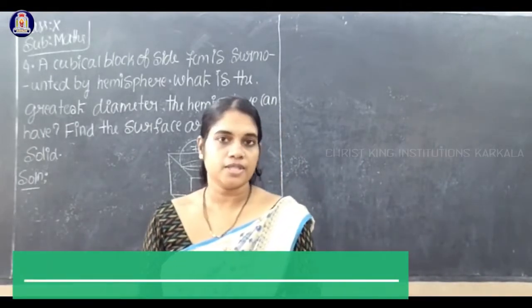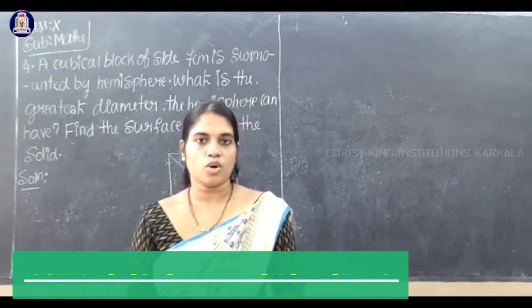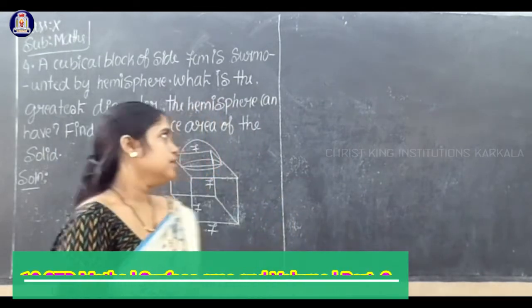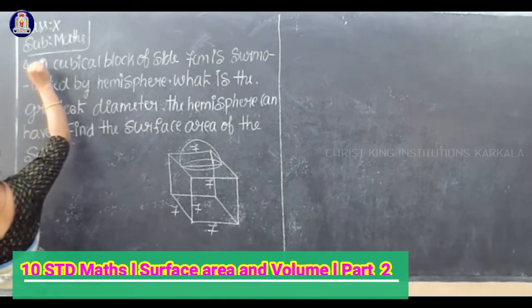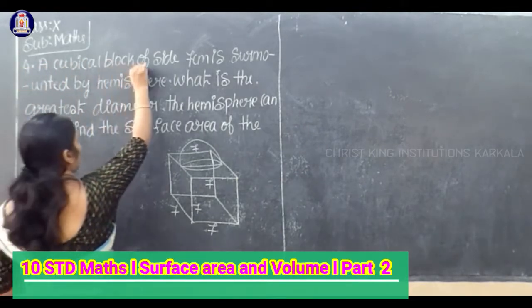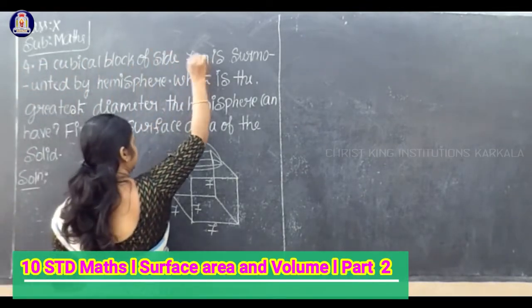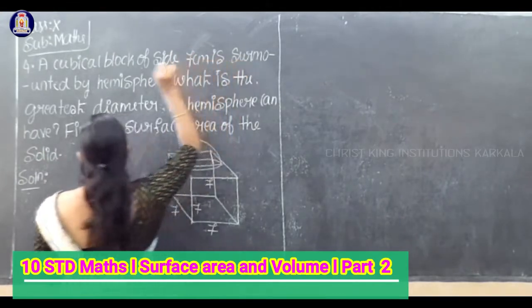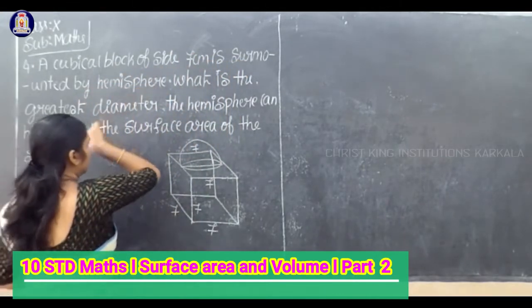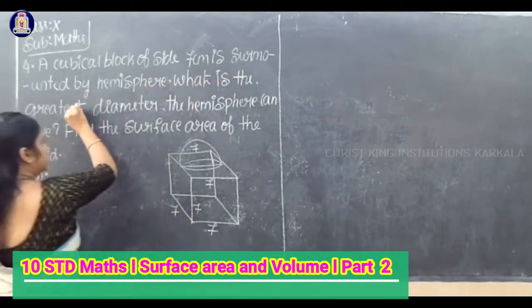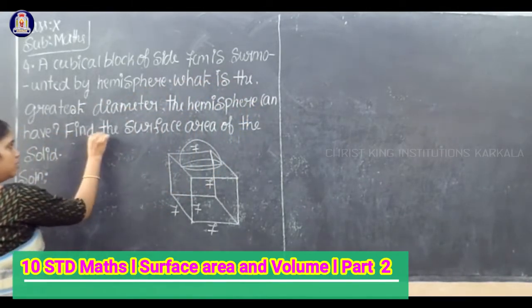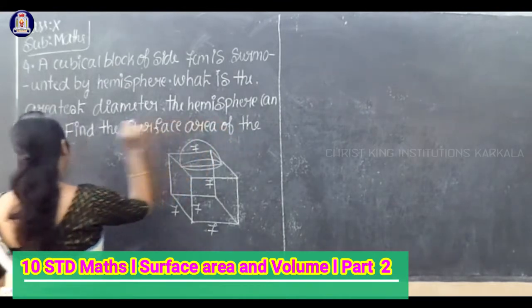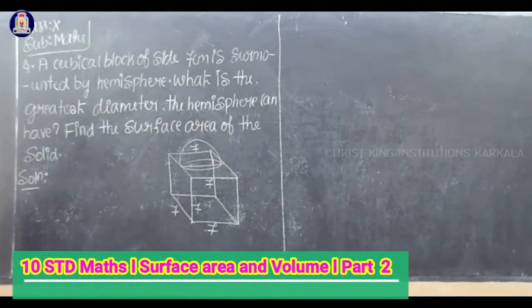Let's solve a few problems related to the combination of solids. See here, the fourth question. A cubical block of side 7 centimeter is surmounted by a hemisphere. What is the greatest diameter the hemisphere can have? Find the surface area of the solid. So this is your question.